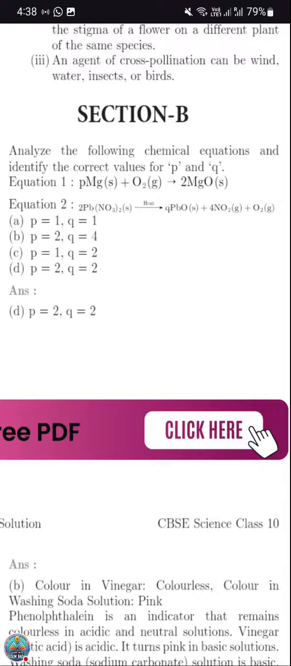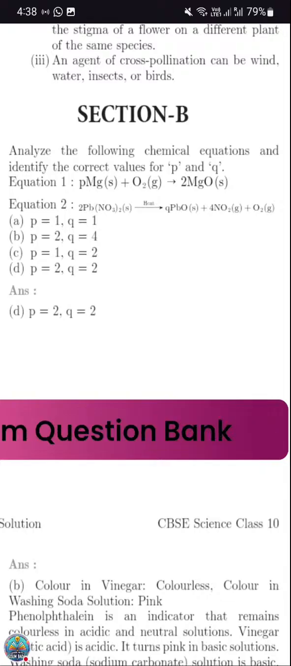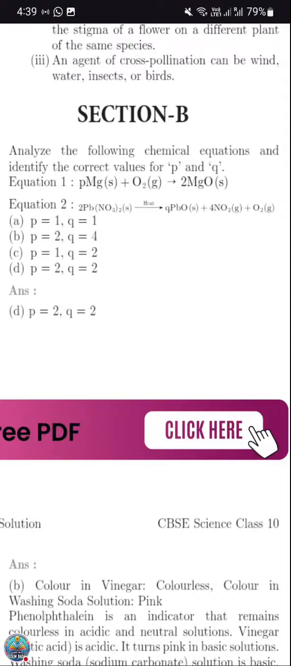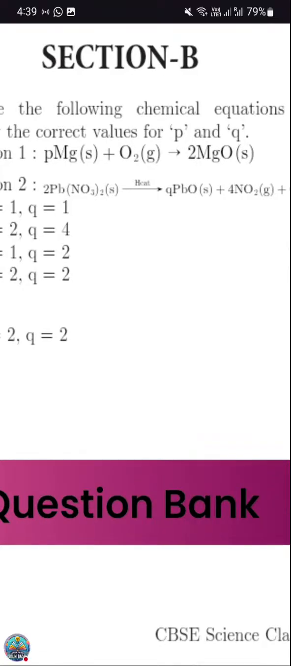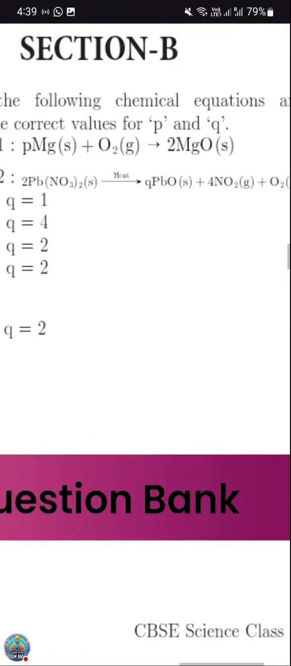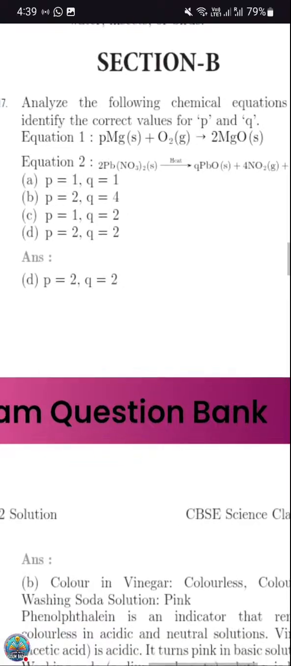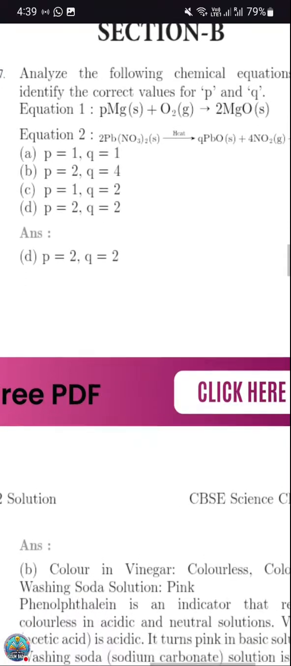So P is 2 and Q is not given there. They are asking about Q. Okay, the next equation. Equation number 2. Pb(NO3) whole twice, Q PbO. Pb(NO3) whole twice, 2 Pb is there. So Q is 2. P is 2. Q is 2. Answer is option number D.